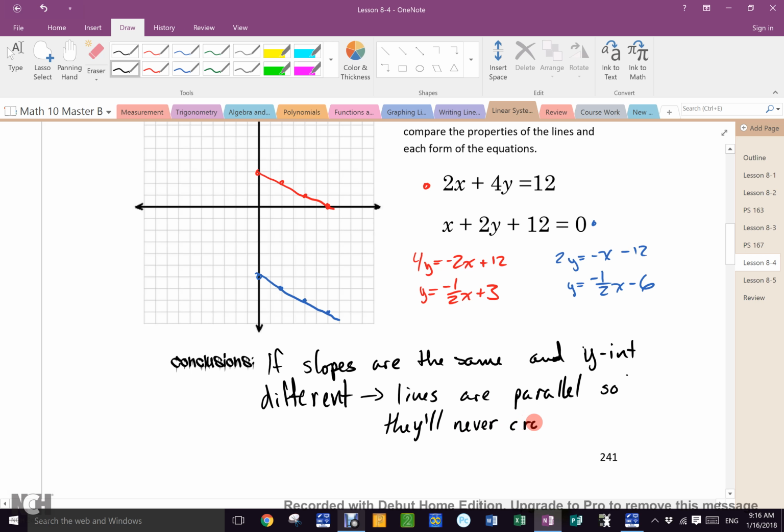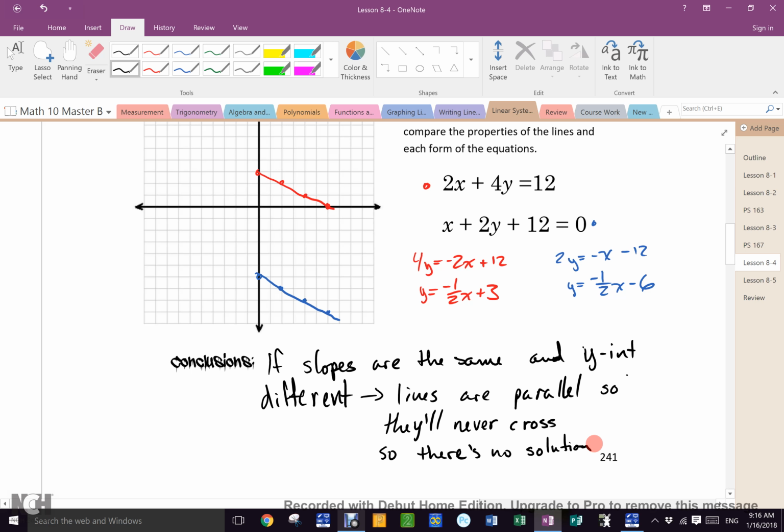They'll never cross. So there's no solution. And you can tell that just by looking. You don't need to graph it. Oh, hey, those have the same slope and a different y-intercept. They can't ever cross. Everybody understand?